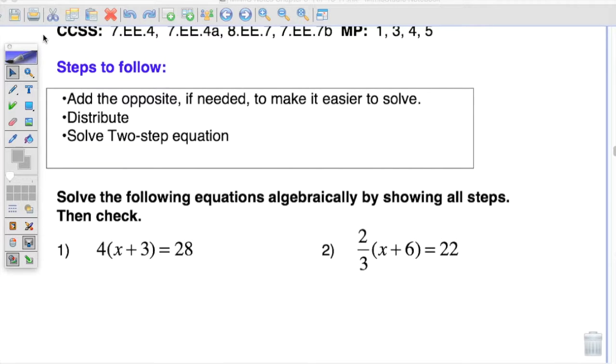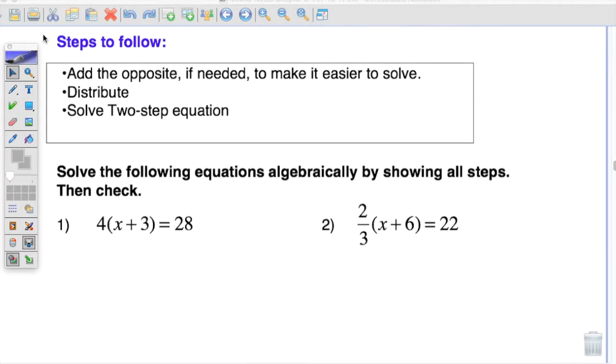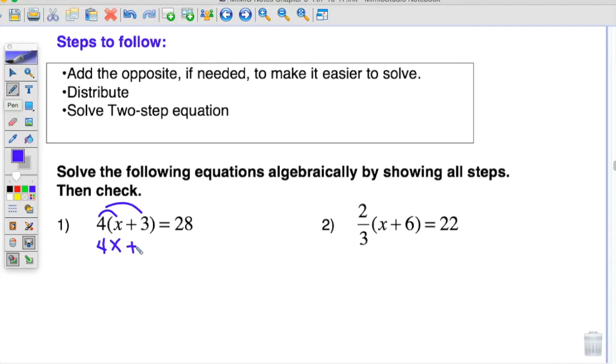So we're going to solve the following equations algebraically by showing all steps, and then check your solution. So in number 1, we have 4 times the sum of x plus 3 is equal to 28. It's addition, so you don't need to change anything, but we do have to distribute the 4 to the x and the 4 to the 3. So 4 times x is 4x, plus 4 times 3 is 12, and it's equal to 28. Now it's solving a two-step equation.